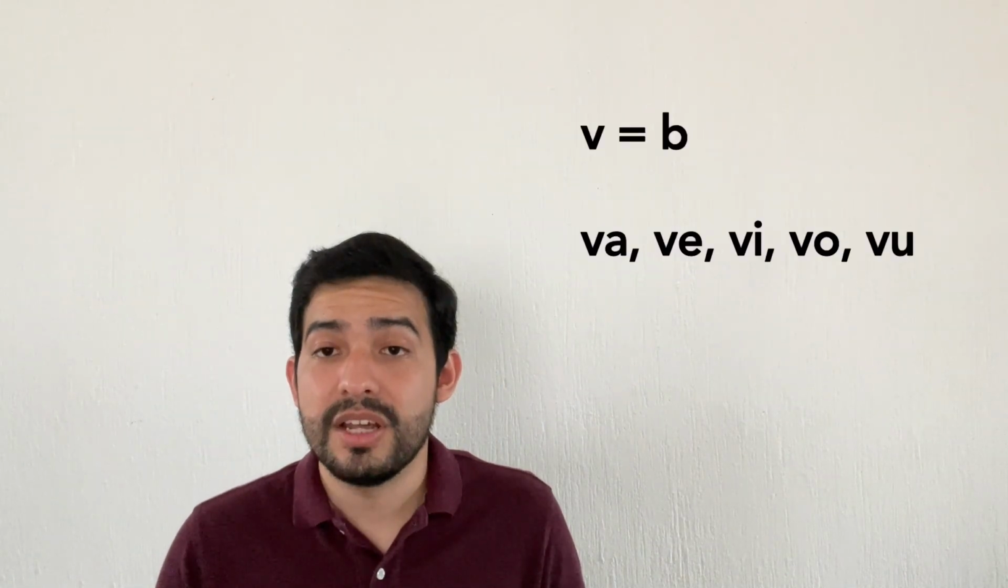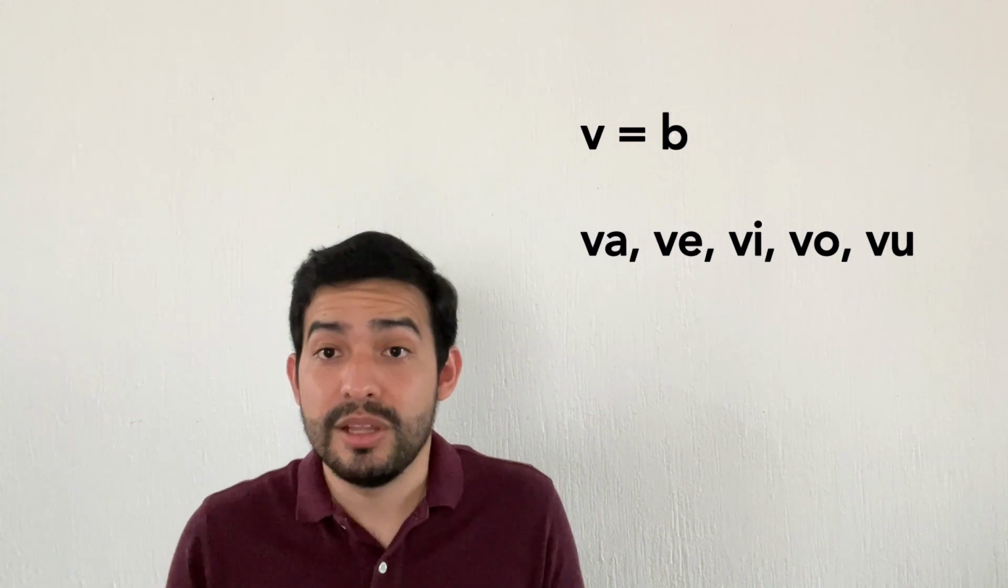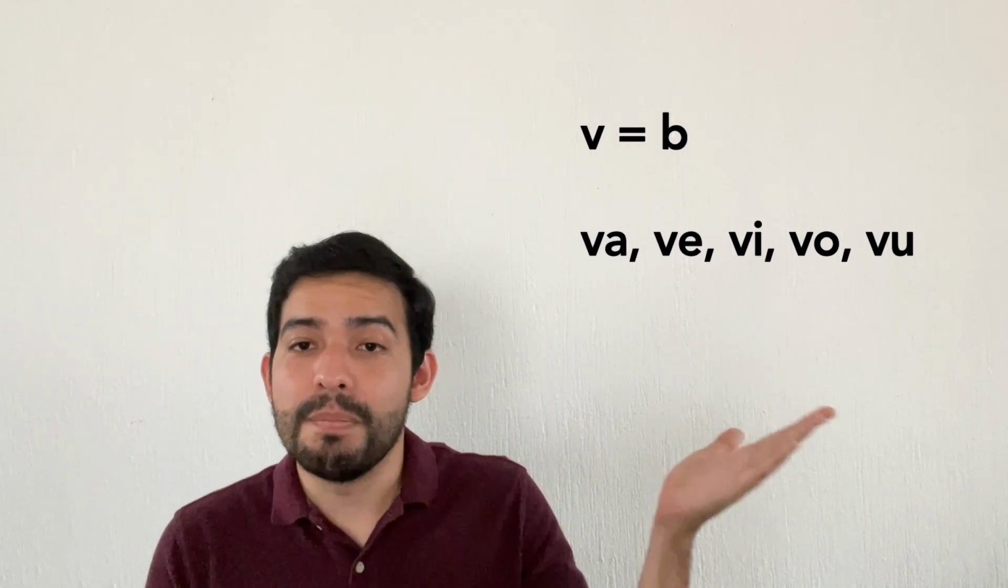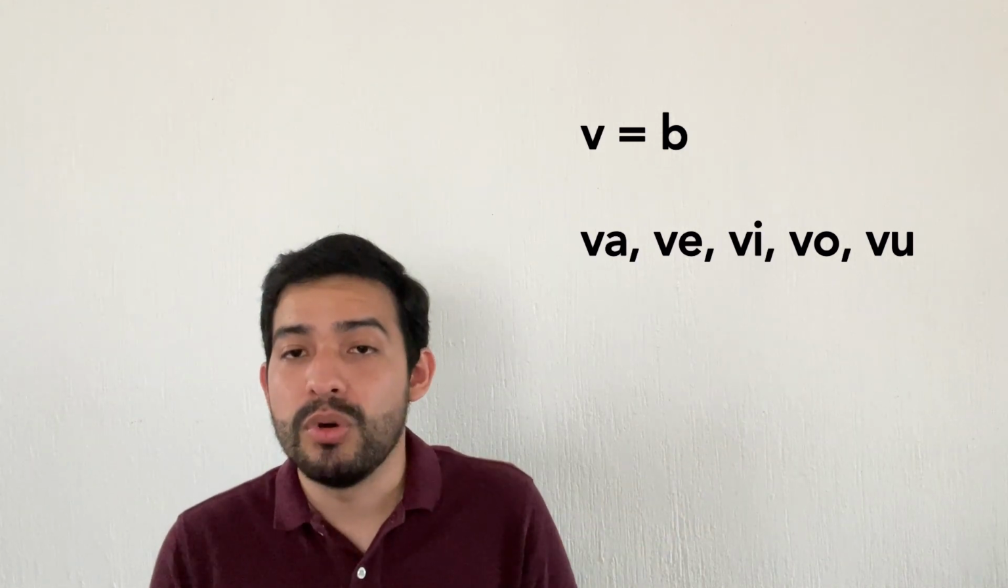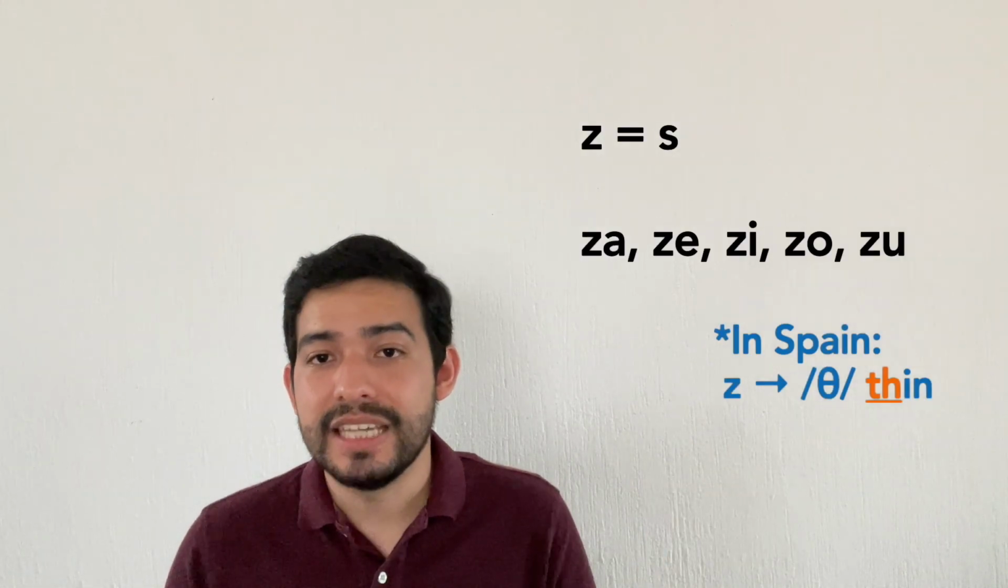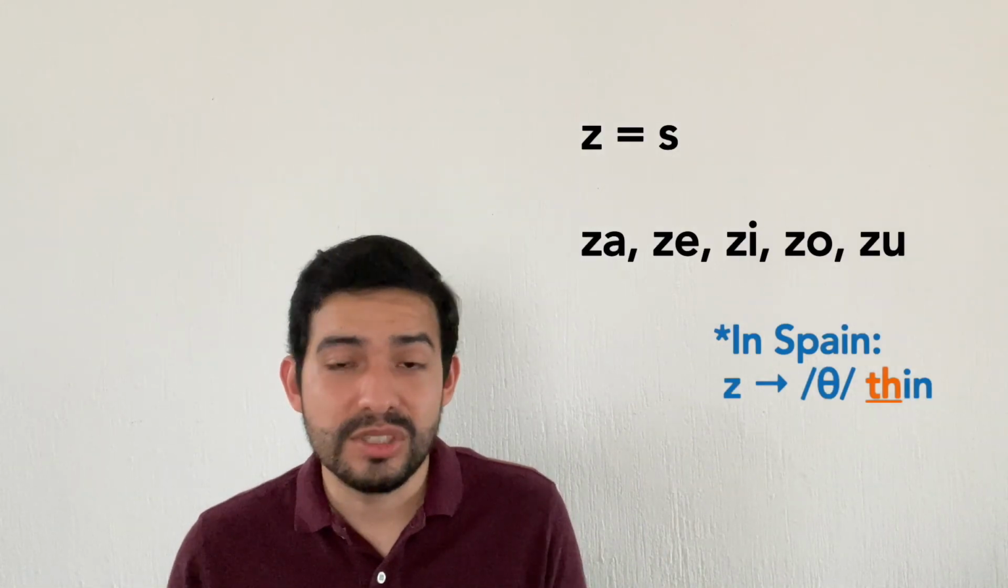In Spanish, the letter V sounds just like the letter B. So this would be ba, be, bi, bo, bu. And not va, ve, vi, but ba, be, bi, bo, bu. The letter W is not commonly used in Spanish words, but in most cases it can be like the English W. In most of Latin America, the letter Z sounds like the S, so there's no difference.